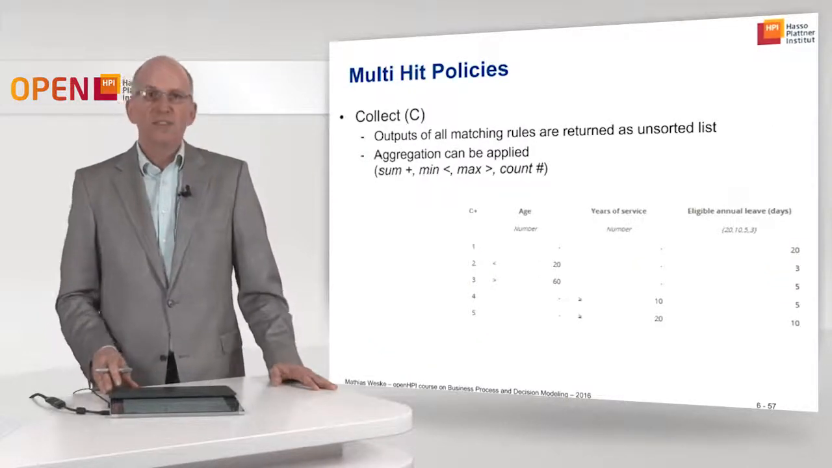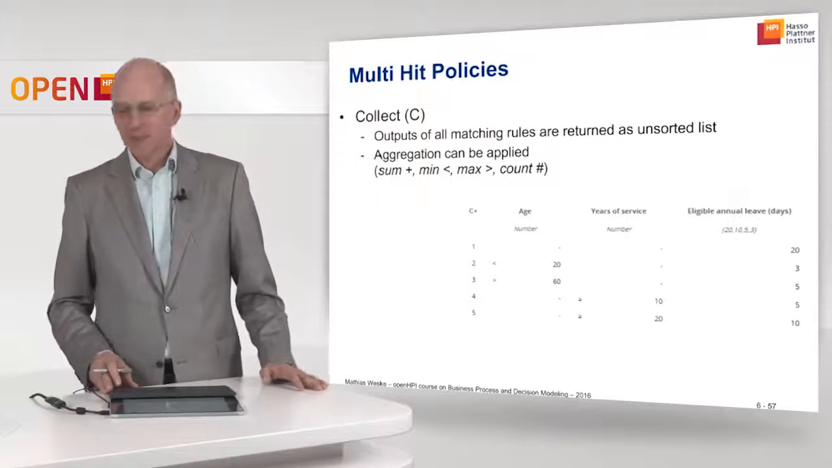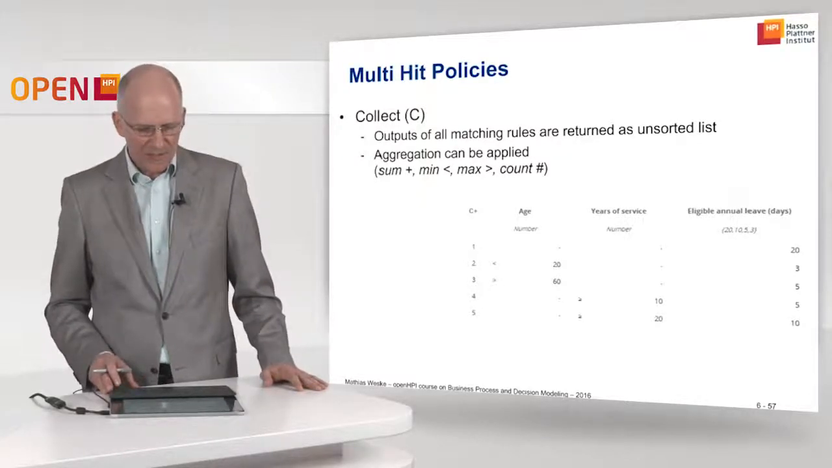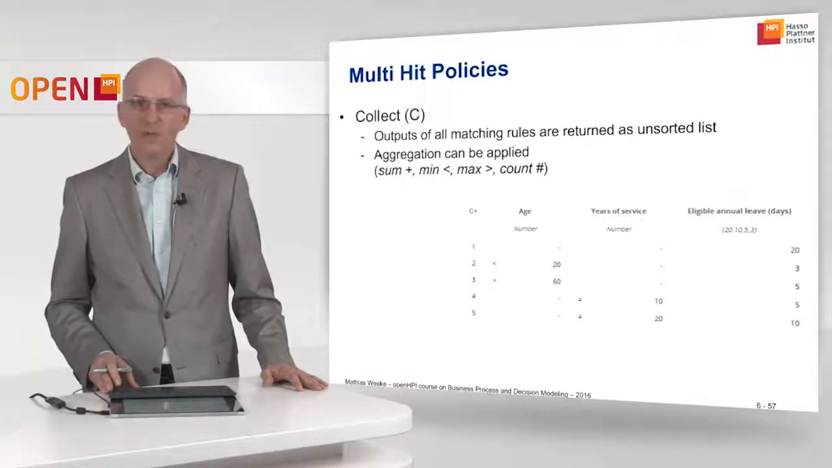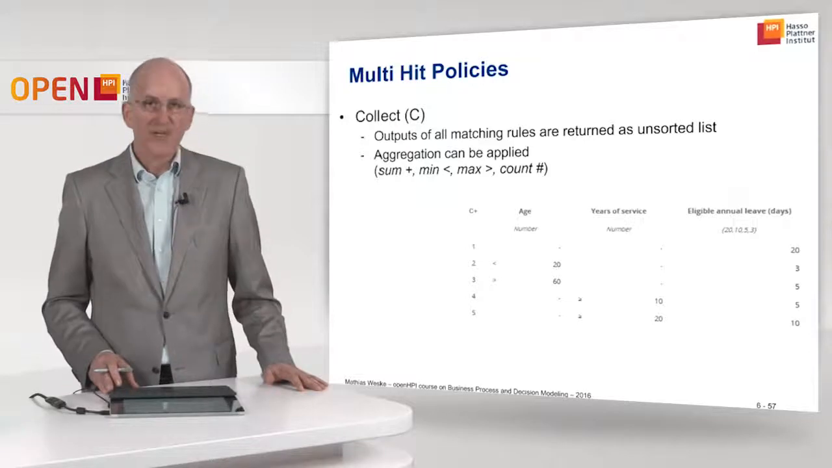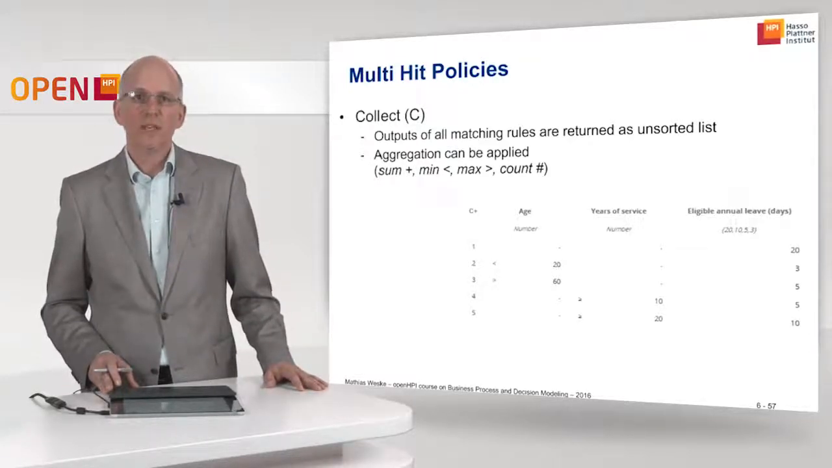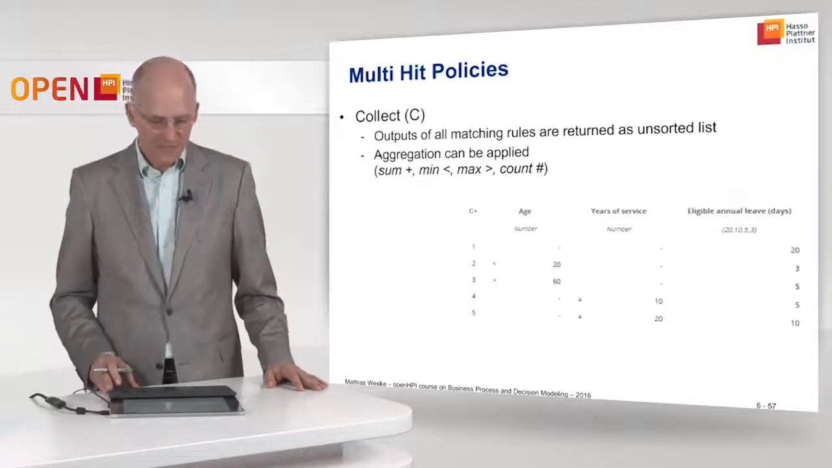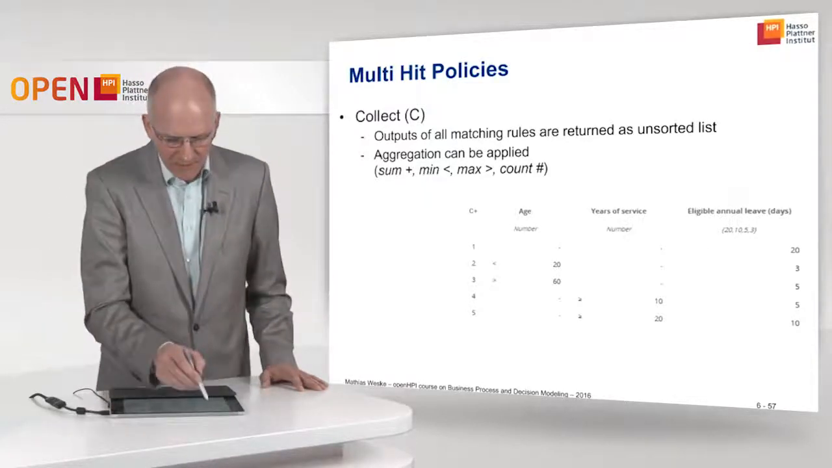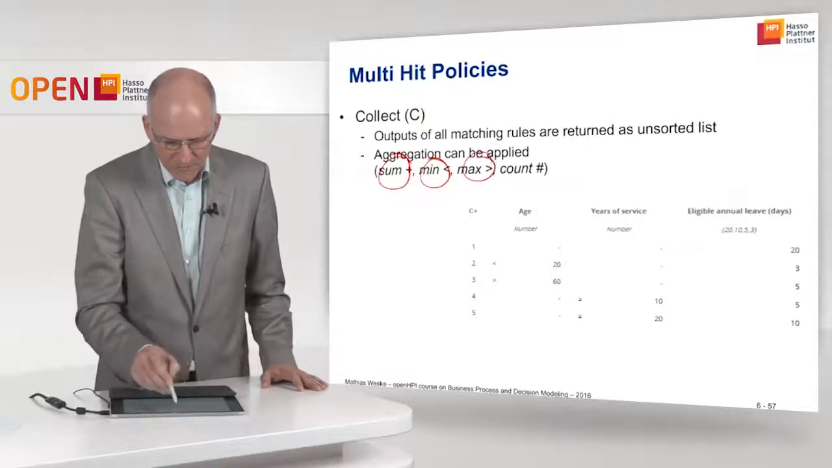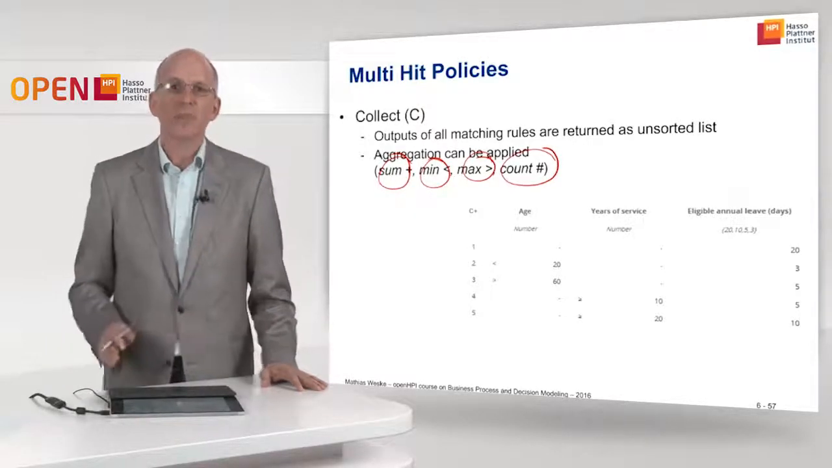The final multi-hit policy is the collect policy. In the collect policy, the outputs of all matching rules are returned as an unsorted list. However, in collect, we can apply aggregation operators. And DMN provides 3 aggregation operators in the standard: one being the summation, then the minimum, the maximum, and the count, so the number of elements of the output list.